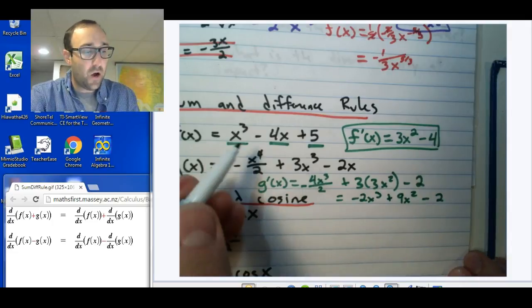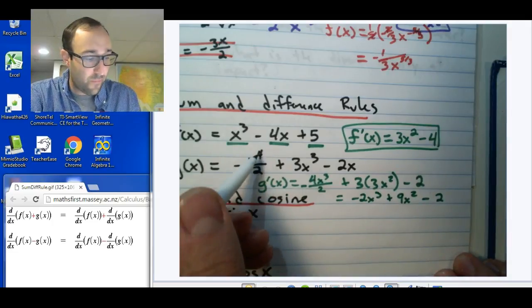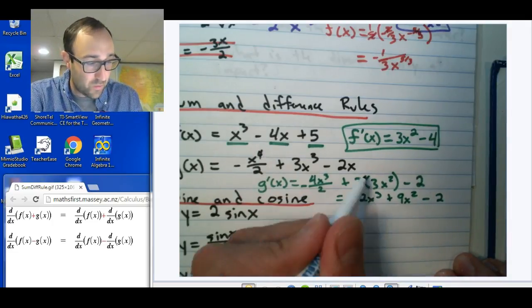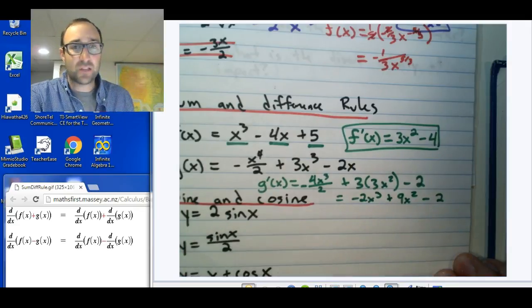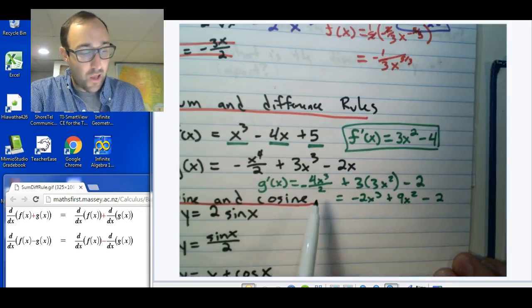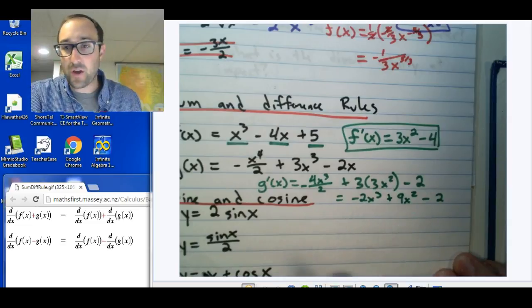And if we look at this, all these should have gone down 1 power. So I went from 4 to 3, 3 to 2, 1 to 0. So that is a good way to check to make sure that you're not missing something or you didn't write in the wrong exponent.